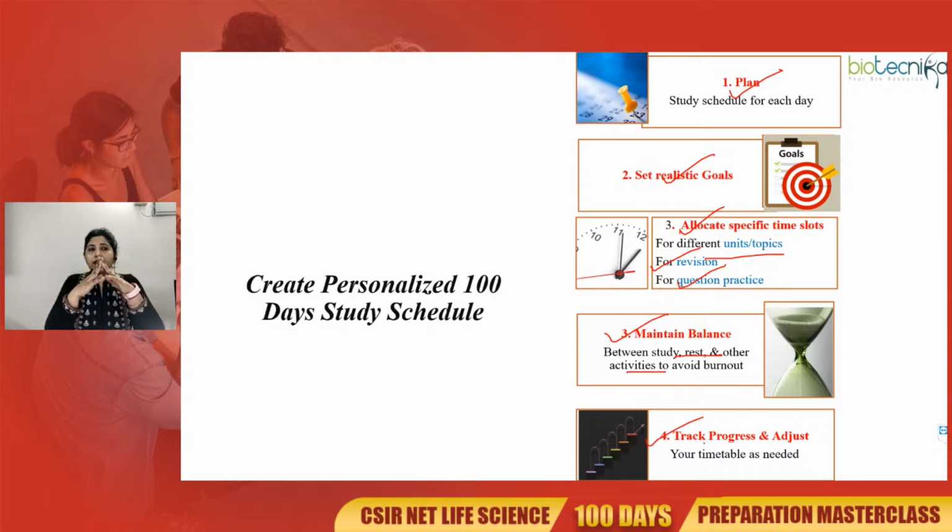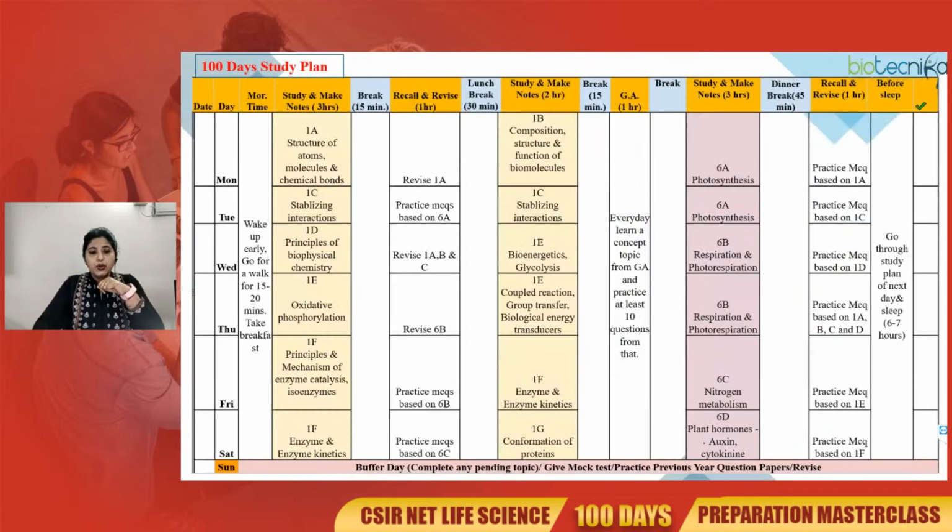So don't just keep on thinking about it or just feel demotivated. Just track your progress, what you have planned, and whether you are able to achieve it or not. And if something is missed, then adjust your timetable as needed. So I'll just show you a sample of your 100 day study plan.